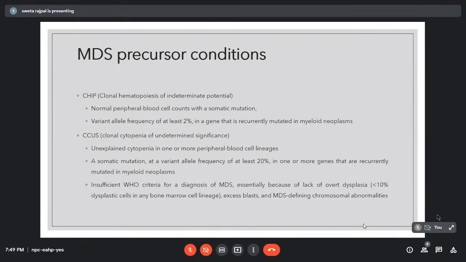So now we are convinced that CHIP and CCUS are definite precursor lesions for MDS. By definition, CHIP has normal peripheral blood cell counts with a somatic mutation, and the variant allele frequency, that is VAF or mutation burden, should be at least 2%. Compared to CCUS, the next stage of the disease, clonal cytopenia of undetermined significance, apart from having this mutation, they will have unexplained cytopenia in one or more peripheral blood cell lineages, and these mutations should be at least 20%, but they will have insufficient WHO criteria to diagnose an MDS.